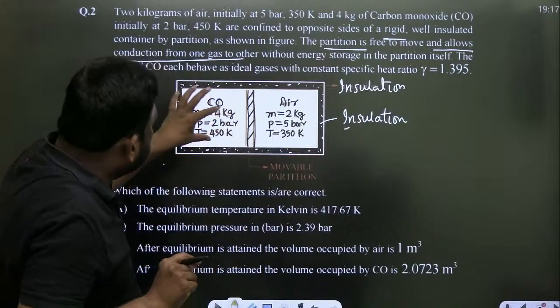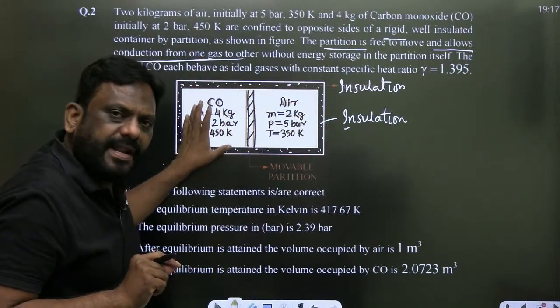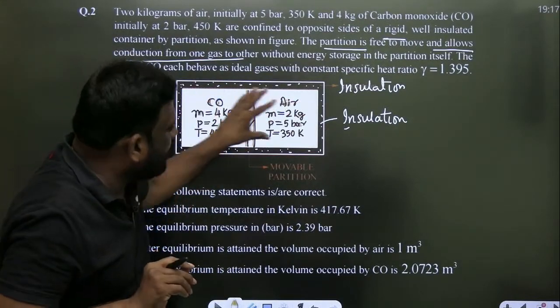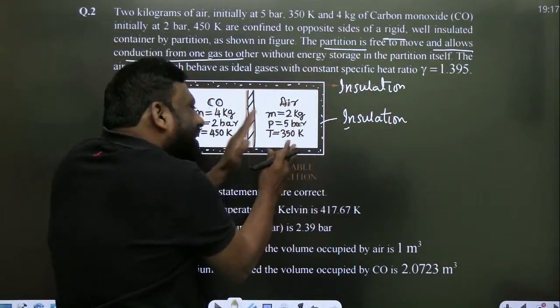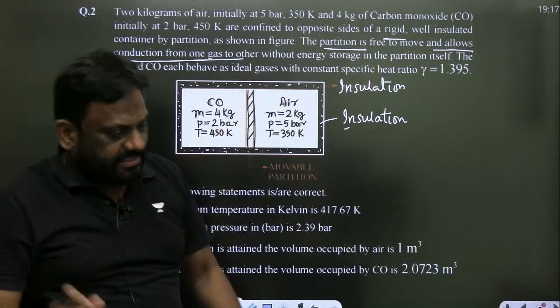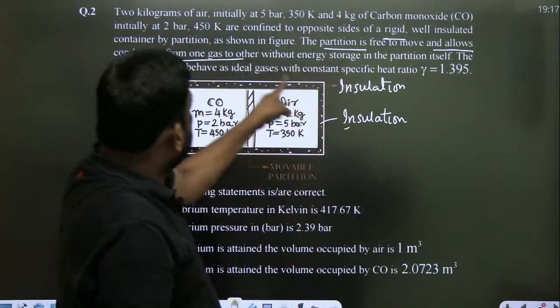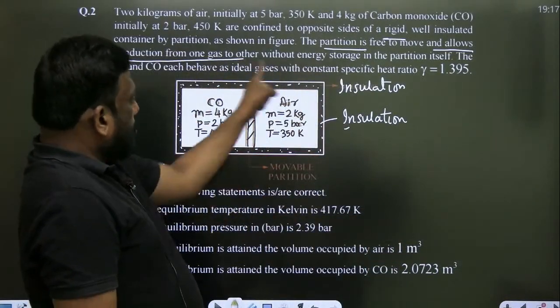This is subsystem 1, subsystem 2. Carbon dioxide, air, this is also my system A. From this complete system there is no heat transfer, but internally there is a heat transfer. Okay sir, but I am taking this whole as the system. This whole as the system.